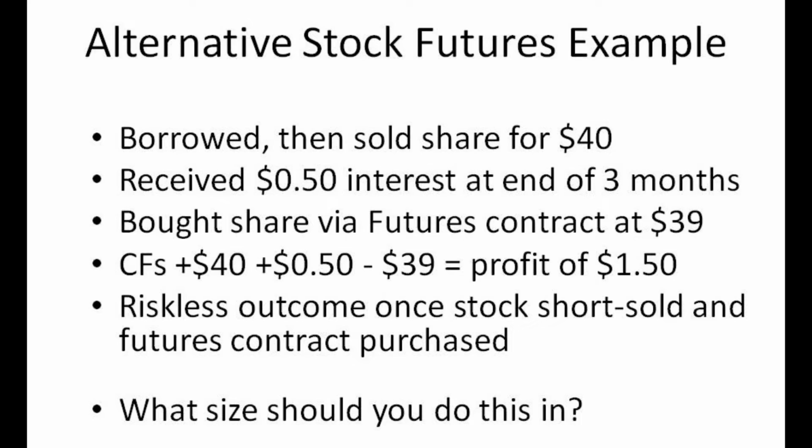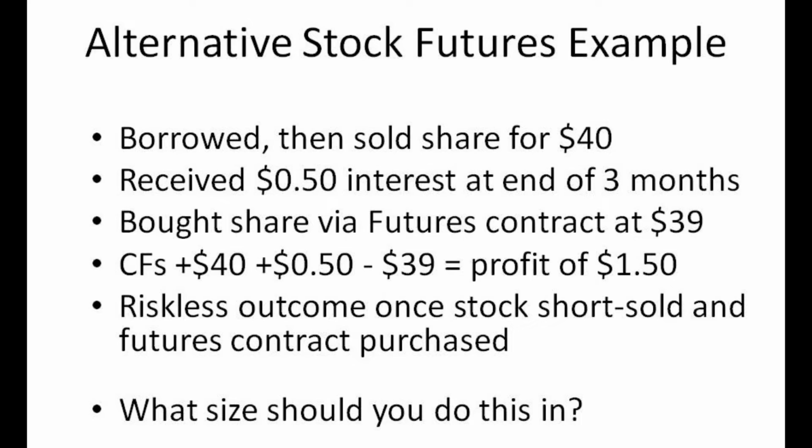And that gives us $40.50. So once again, we end up with a profit. In this example, we have a profit of $1.50. You can also see that this is a riskless outcome, assuming that we're able to trade the future and trade the underlying stock at the same time. We're locking in a profit each time when the futures are mispriced.